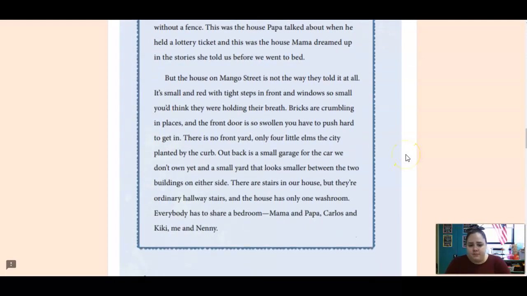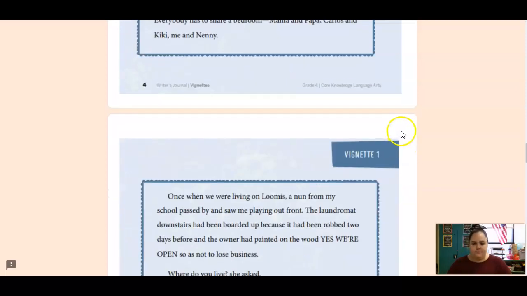But the house on Mango Street is not the way they told it at all. It's small and red with tight steps in front and windows so small you'd think they were holding their breath. Bricks are crumbling in places, and the front door is so swollen you have to push hard to get in. There is no front yard, only 4 little elms the city planted by the curb. Out back is a small garage for the car we don't own yet, and a small yard that looks smaller between the 2 buildings on either side. There are stairs in our house, but they're ordinary hallway stairs, and the house only has 1 washroom. Everybody has to share a bedroom. Mama and Papa, Carlos and Kiki, me and Nenny.